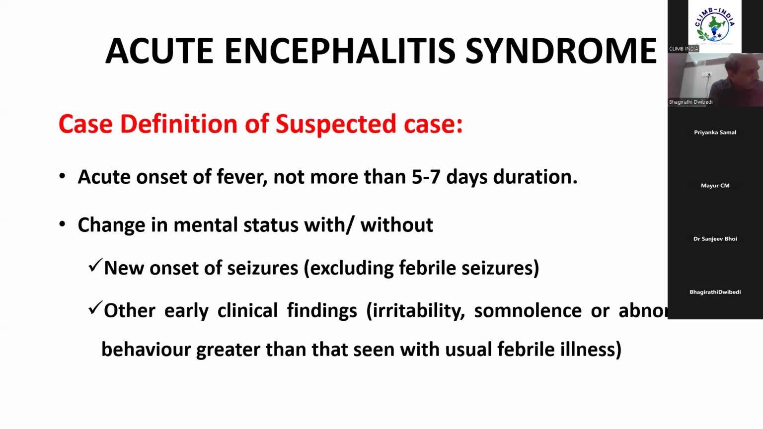As per the program definition, if you look into acute encephalitis syndrome, the case definition has been laid down as a suspected case having acute onset of fever within 4 to 5 days or 5 to 7 days with an altered sensorium, that is change in mental status, with or without a seizure. Normally that is of fast onset, not having a previous history, and other early clinical findings of mental disturbances or deterioration in the form of irritability or somnolence or abnormal behavior, which is not proportionate to the normal scenario of a child or a person.